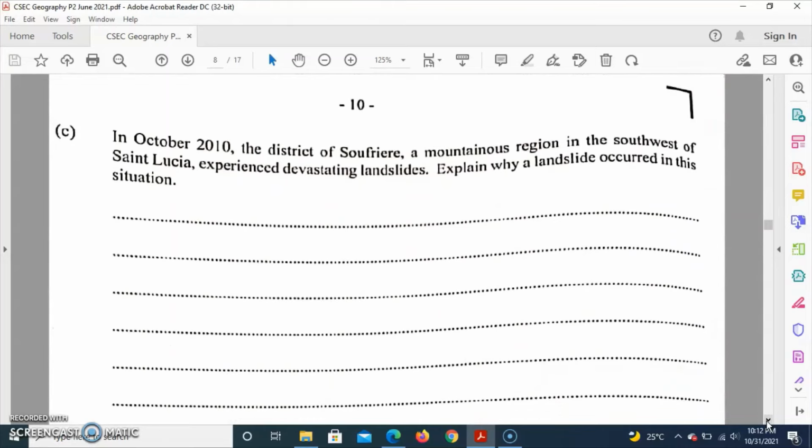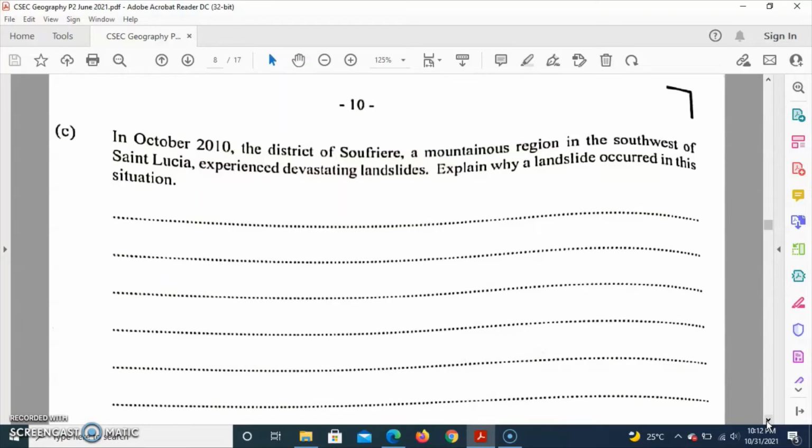Now, part C to the question states that in October 2010, the district of Sophia, a mountainous region in the southwest of St. Lucia, experienced devastating landslides. You're to explain why landslides occurred in this situation. The first thing you can do is define the term landslide, and landslides are fast movement of weathered material, often with water, down steep slopes under the force of gravity.